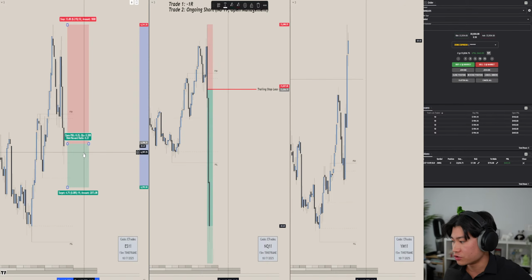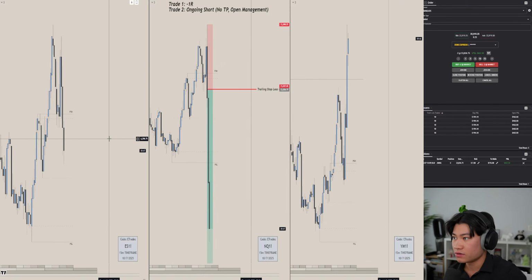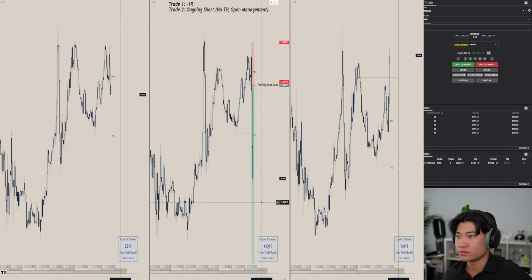Yeah, TopStep X doesn't show the correct contract, so just use TradingView. That's another annoying thing about TopStep a little bit, but it's all good.